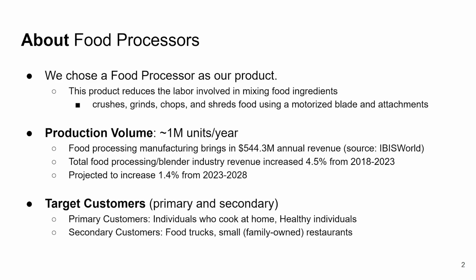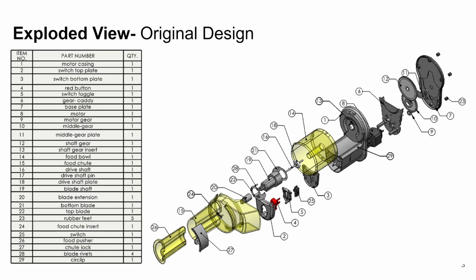We identified two target customers, the primary being individuals who cook often at home, and the secondary group as small food operations like food trucks and family-owned restaurants. Here's an exploded view of our chosen product. Our product consists of 29 components excluding fasteners.